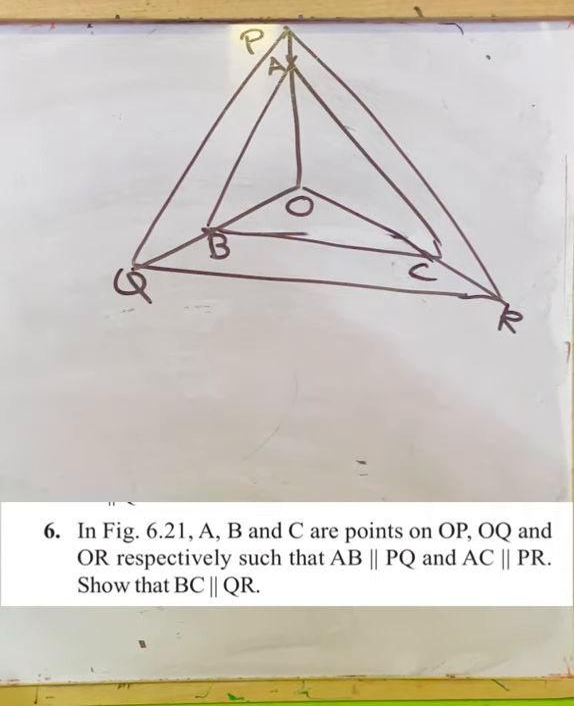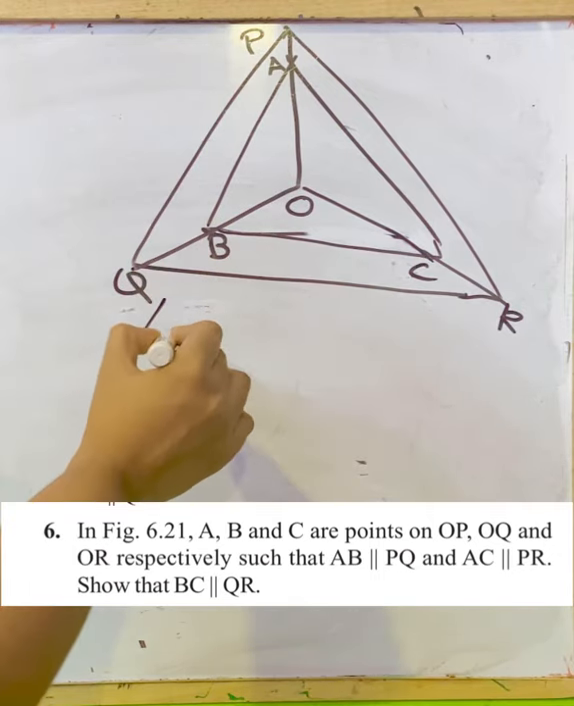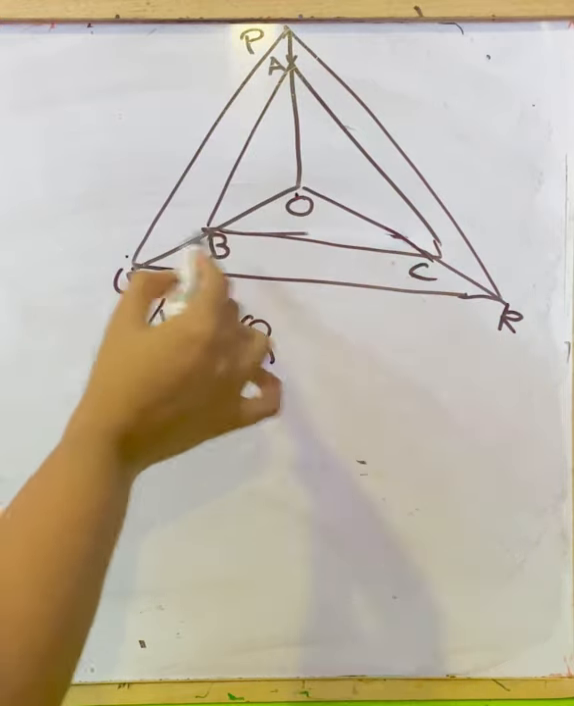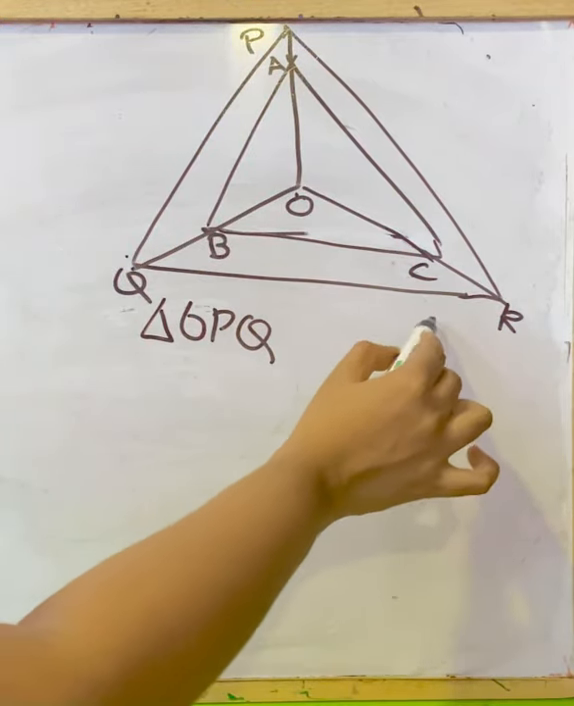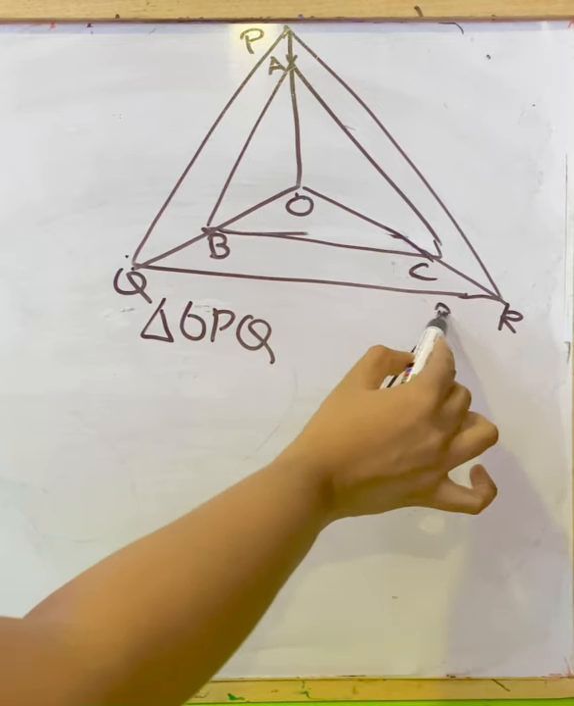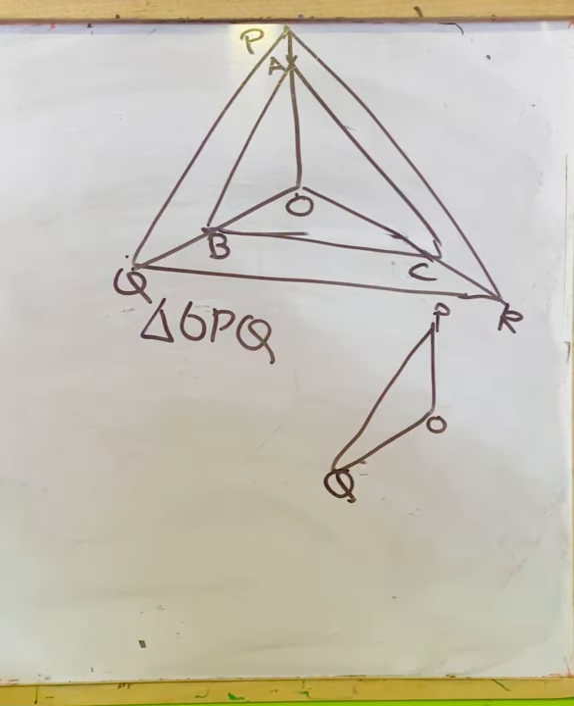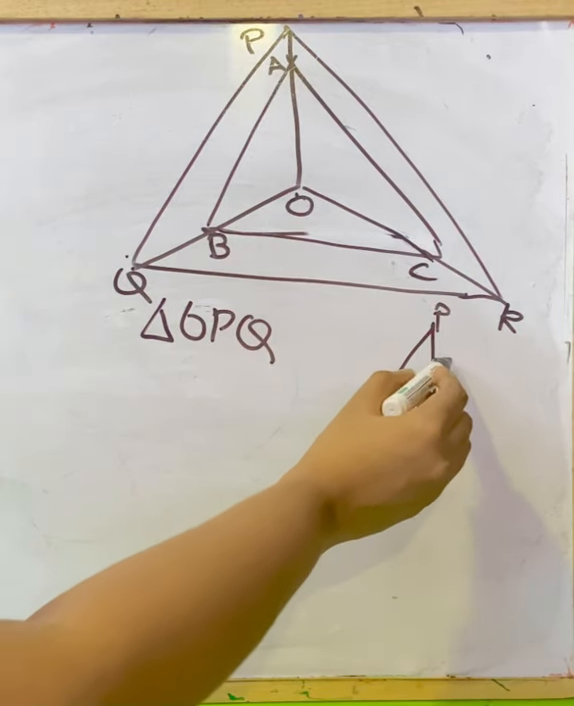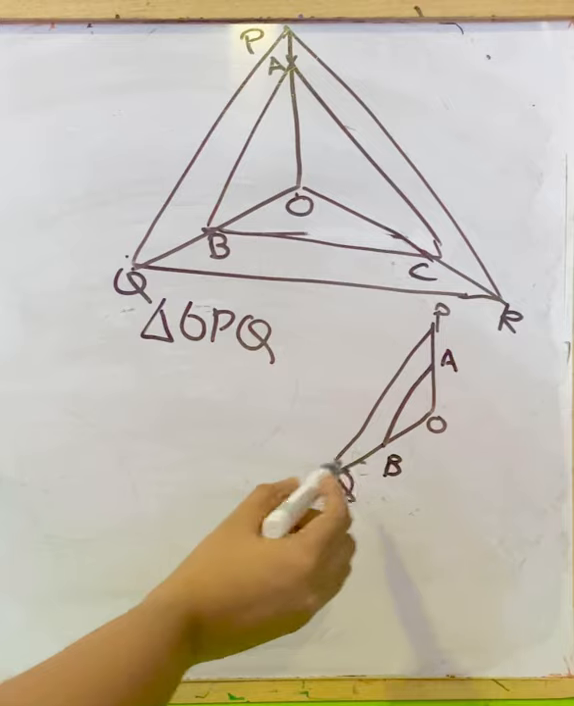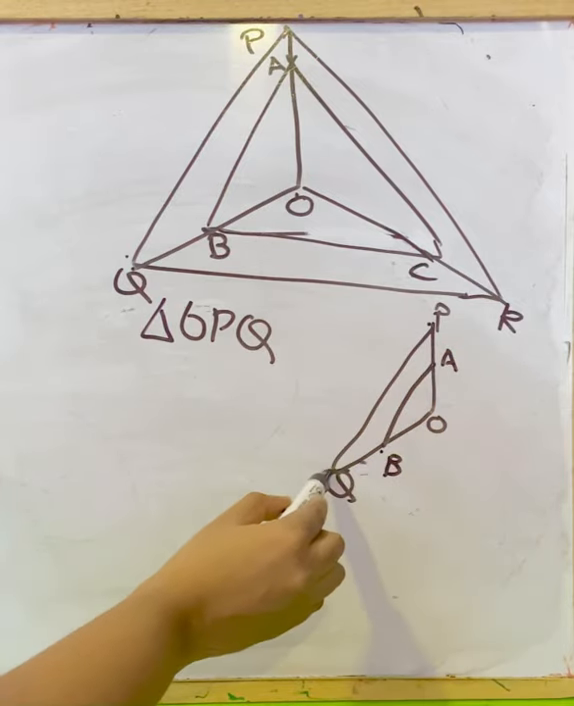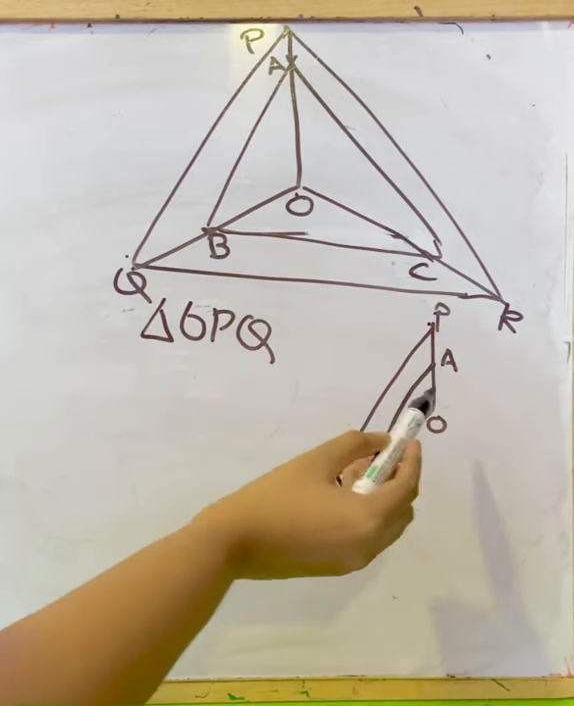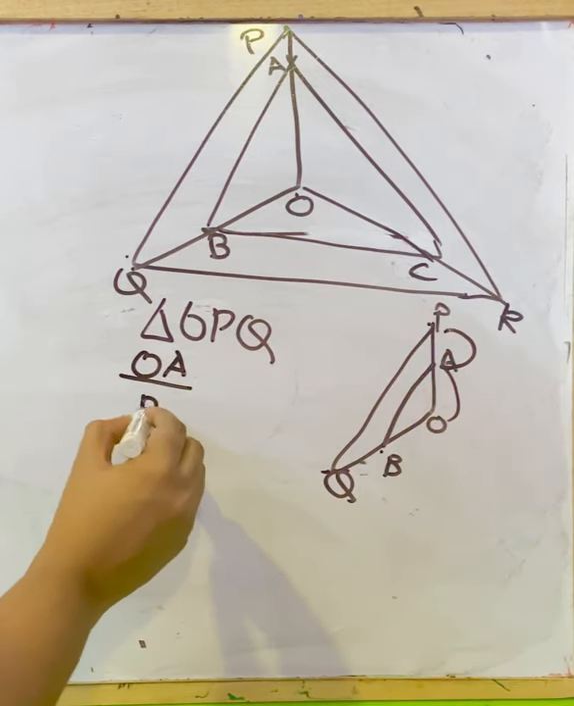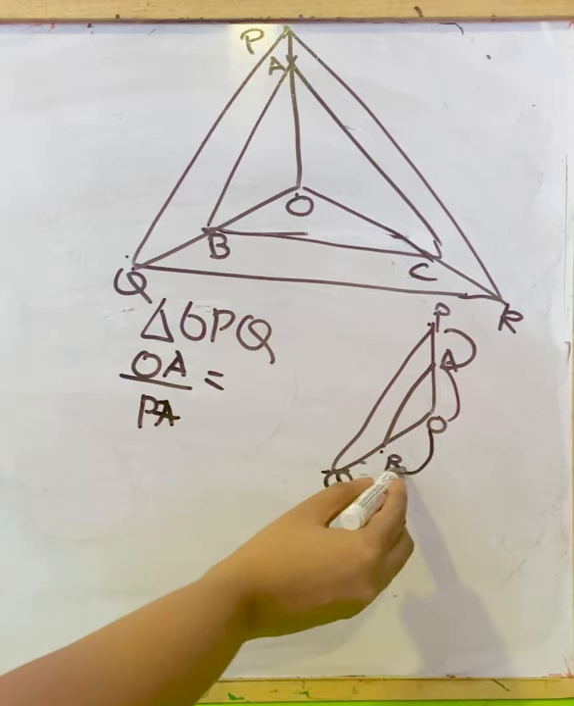In this figure, it is given that in triangle OPQ, the shape of the triangle is like this, OPQ. In that, AB is parallel to PQ. Here we have AB, and this AB is parallel to PQ. Then we can write OA by PA equal to OB by BQ.